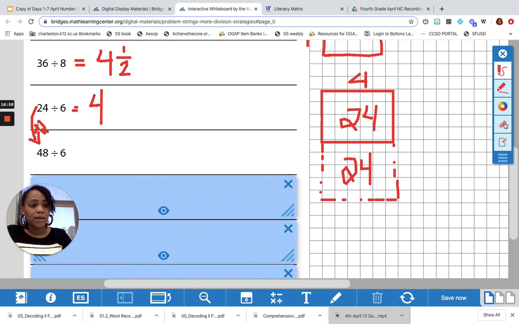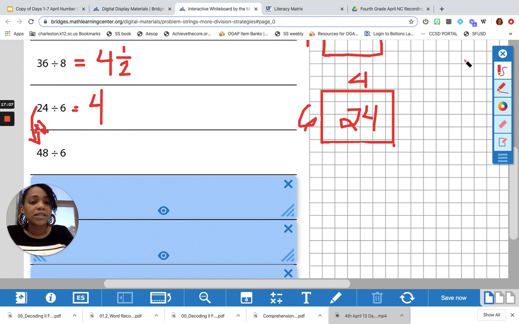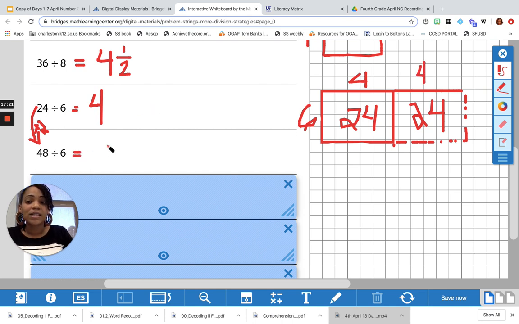Well, you know what? I probably messed up my picture. Let me draw it the opposite way. Because I still had 6. I was confusing myself. Still have 6 here, so I'm actually doubling the amount that I want to put into 6 groups. So that means I'm doubling my quotient. Good. 48 divided by 6 is 8.